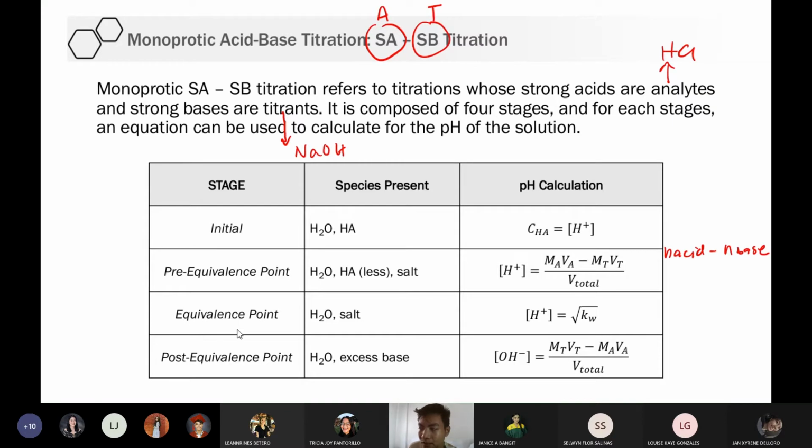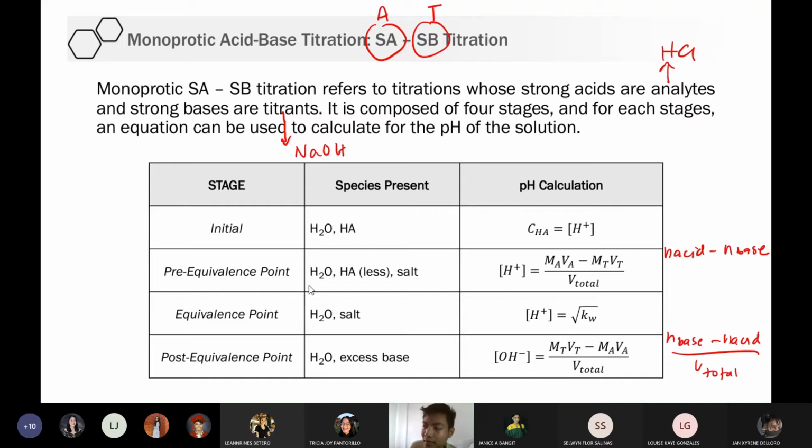Okay? So yan lang. Then, what if sumobra ka, nagdagdag ka pa ng titrant? Di post-equivalence na yan. Ibig sabihin, lagpas ka na. Okay? So at post-equivalence point, ano yung mga species present sa ating solution? We have the water, we have the salt, and we have the excess base. So of those three species, sino yung magko-contribute sa pH? Yung excess base. Okay? Yung excess base na yung magiging basis natin for the pH of the solution. So to compute for the excess base, we can calculate it as the mole base added minus the mole acid used divided by the volume total.